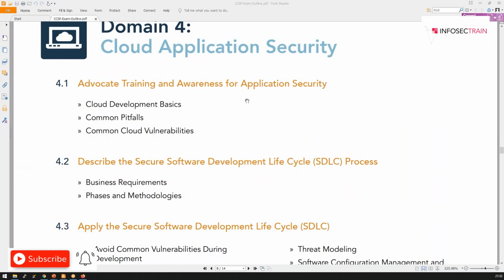Then we have one of the most important domains. It's also 17% of the exam: cloud application security. So team, I'll give an example. When did you first hear or understand about this cloud platform? I basically started on the cloud platform in 2010. Which year did you first hear about it? Okay, some people say they are from 2015, 14, 11, whatever it is.